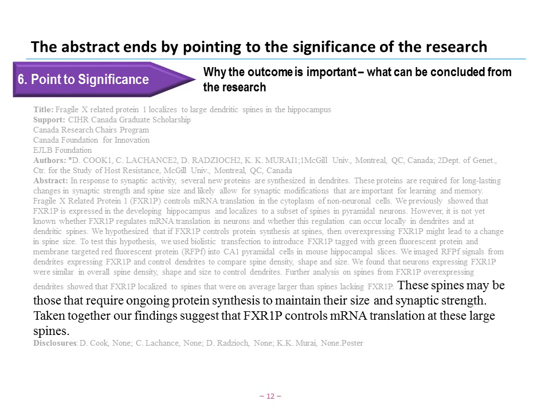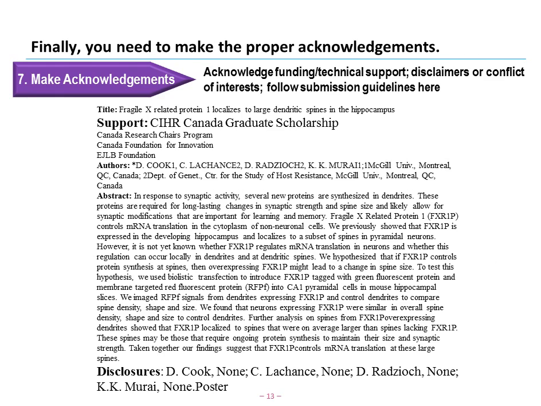The abstract ends here by pointing to the significance of the research, and of course that is why the outcome is important and what we can conclude from this research. These spines may be those that require ongoing protein synthesis to maintain their size and synaptic strength. Taken together, our findings suggest that FXR1P controls mRNA translation at these large spines. Finally, we need to make the proper acknowledgments, and they do so here. They explain the support they received and any particular disclosures and conflicts of interests.